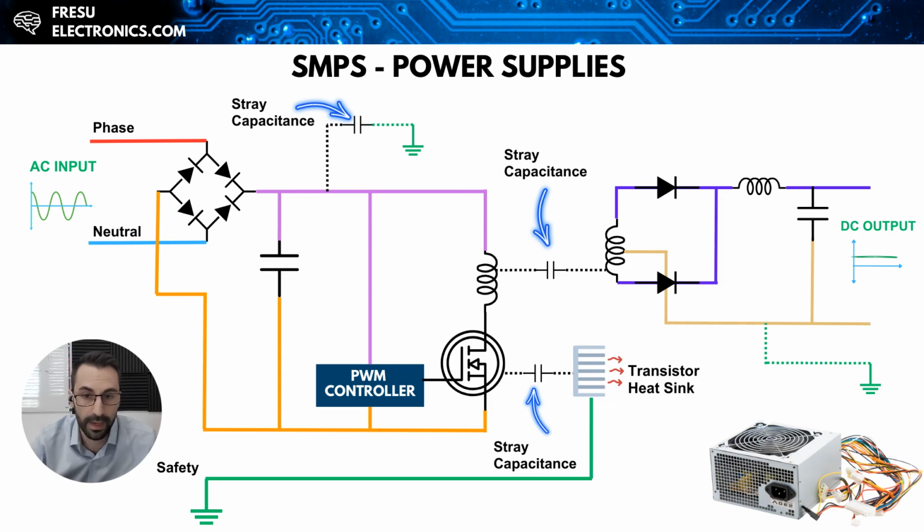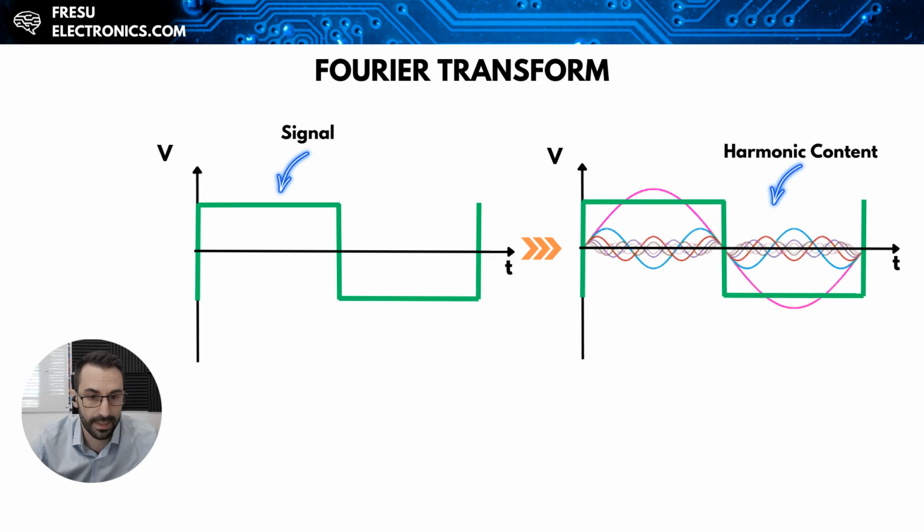And the reason behind this is that for these power supplies to be so efficient, the switching transition time has to be as fast as possible. And this means that a large amount of energy has to be condensed and transformed in a very short amount of time. And for us as designers, this translates into very sharp transition times, which, thanks to the Fourier transform, we know contain a high energy harmonic content.